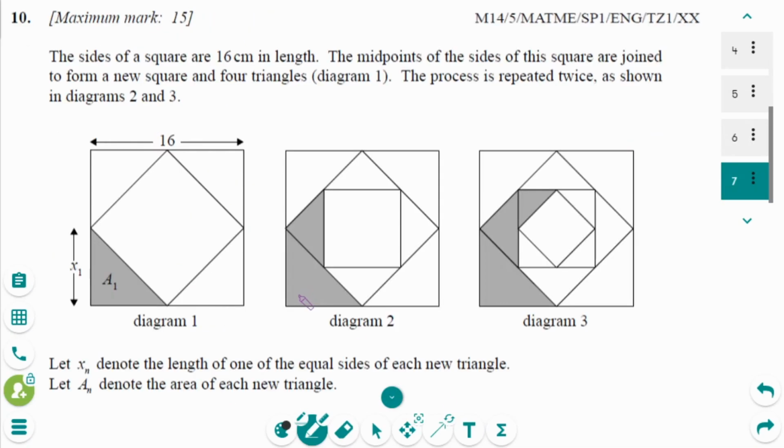This is the May 2014 SL Paper 1 question. Please read the question.